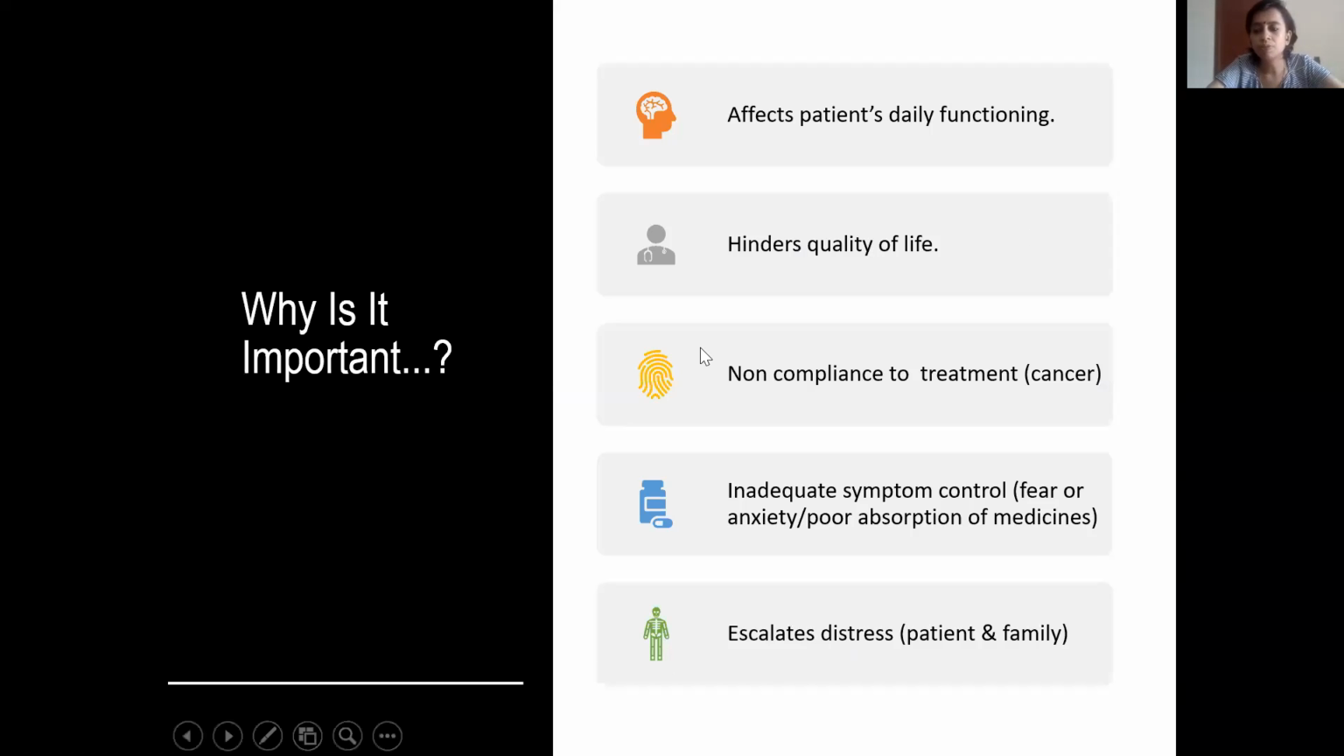So why should we talk about nausea and vomiting in the first hand, especially in a palliative care setting? Because we know that not just pain, we deal with many other symptoms that affect the quality of life of the patient, even the daily functioning. So we know how important it is to control these symptoms. Otherwise, the patients are already sick and going through a lot of trouble in terms of physical issues and psychological, financial issues, the treatment-related problems. So we need to control all the symptoms as much as possible.